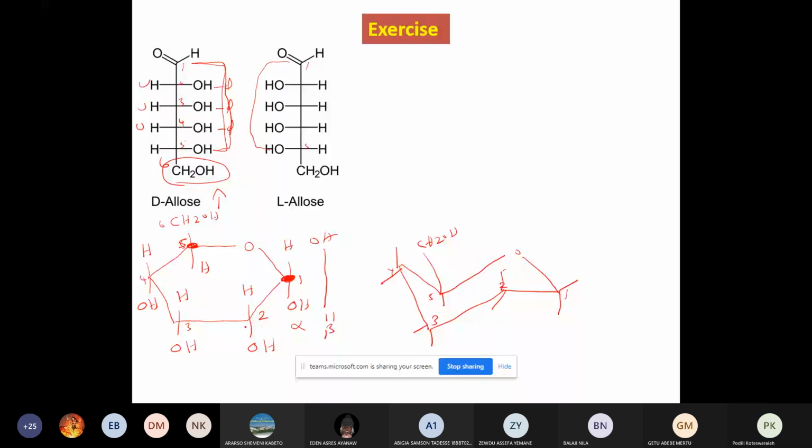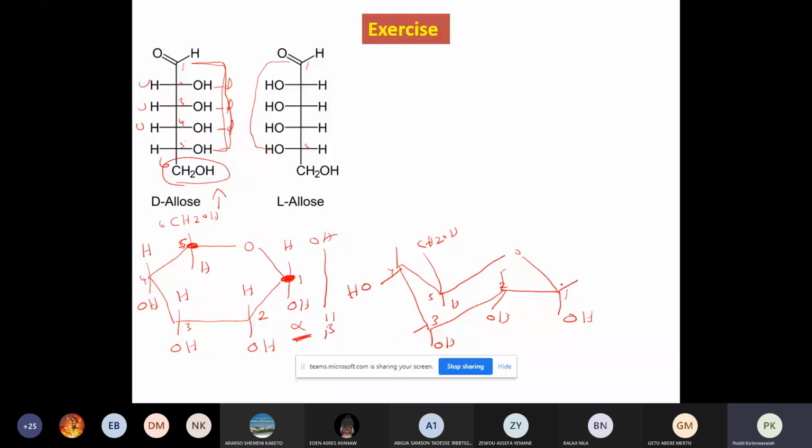Now, when we are transforming from Haworth to the chair conformation, the substituents that are present below the plane of the ring should be written down in the chair conformation as well. For example, we are writing here the alpha anomer. So OH is in axial position on the anomeric carbon. On the second carbon, OH is down, so it is in axial position. On the third, OH is down, it is in axial position. And on the fourth, OH is down, and again it is in equatorial position. And of course, that's all.